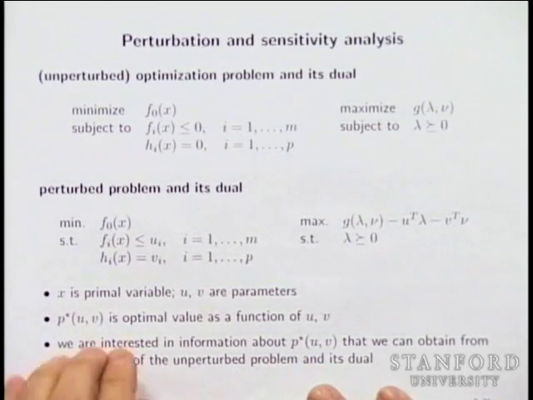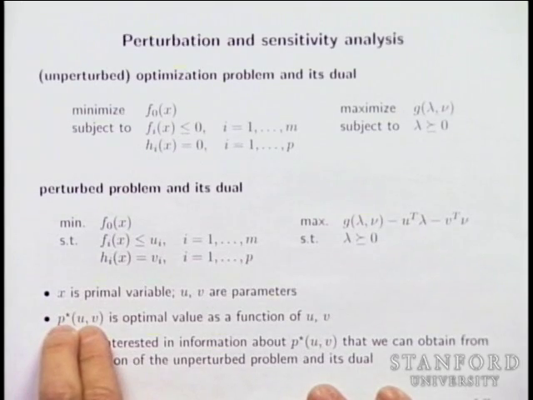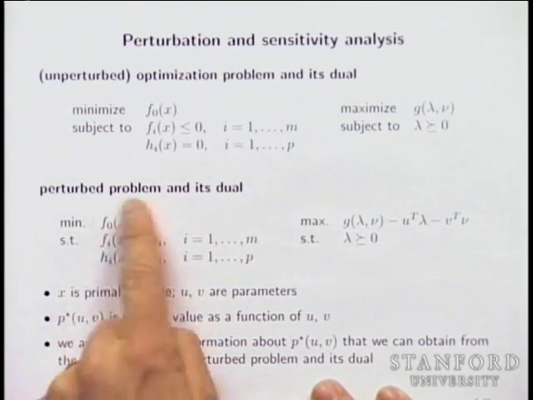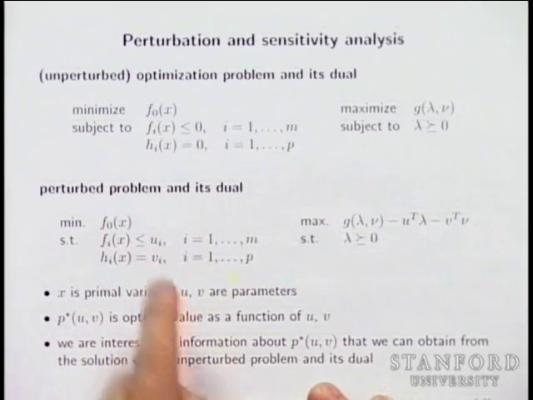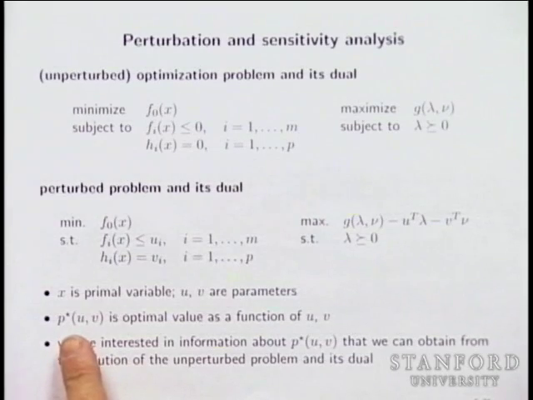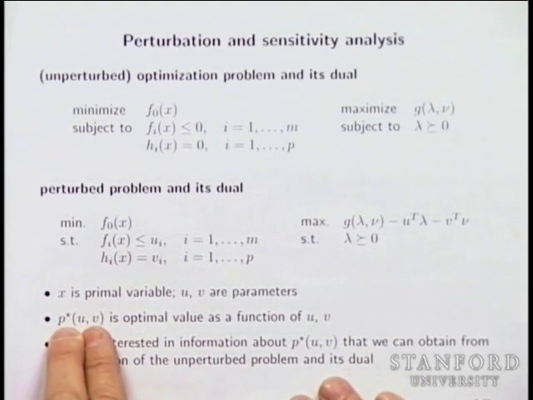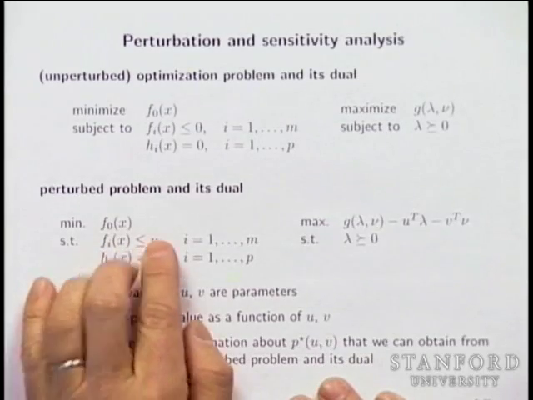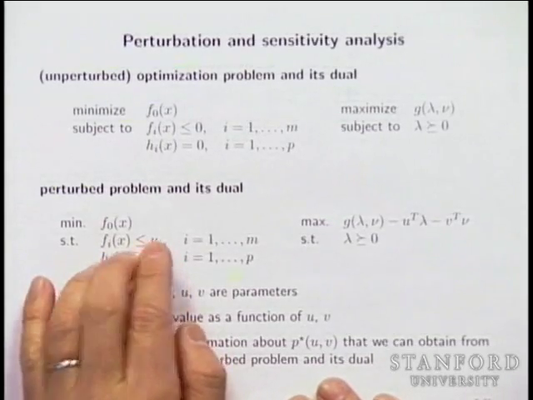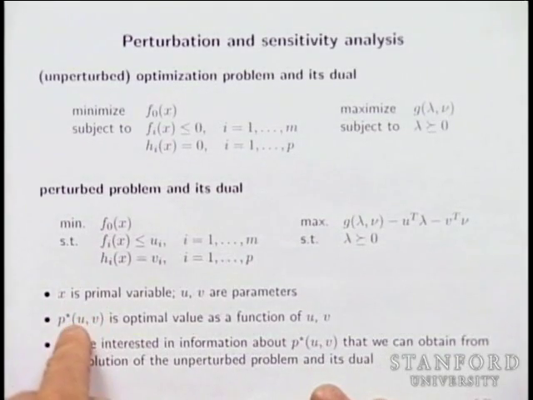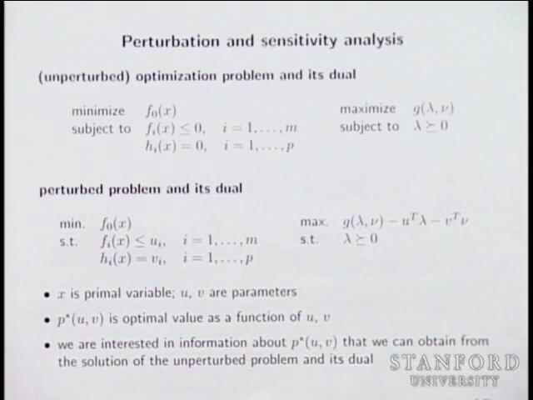Okay. Now, what we do is you look at p star of (u, v). That is the optimal value of this problem as a function of u_i and v_i. By the way, that's a convex function in u and v. You know that. Okay. And it's a very interesting thing to look at. And I should mention a few things. If you were to just take one u, say u_1, and plot u_1 versus p star, you'd get some convex curve. And that, of course, would be the optimal trade-off of f_1 versus f_0. That's exactly what it is.